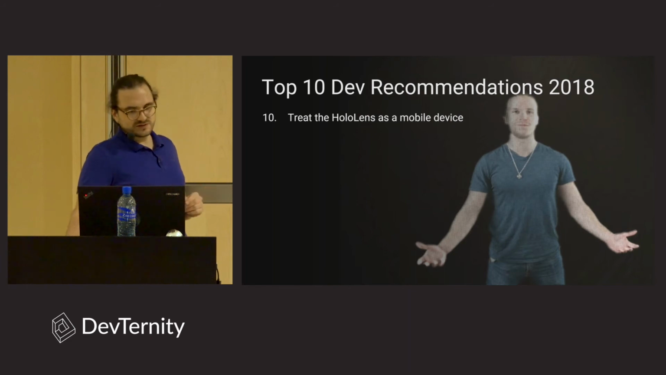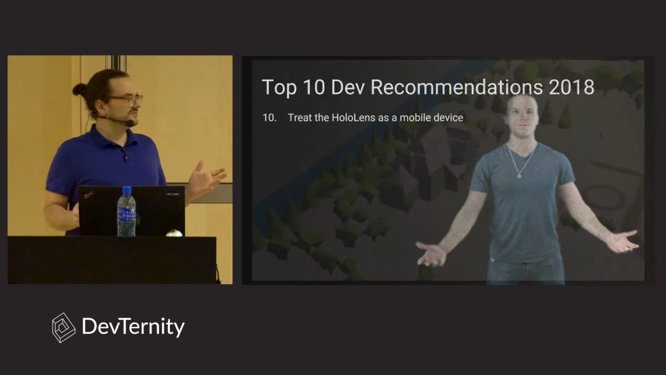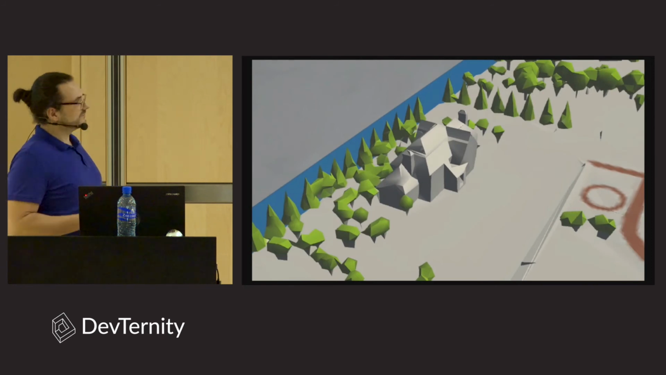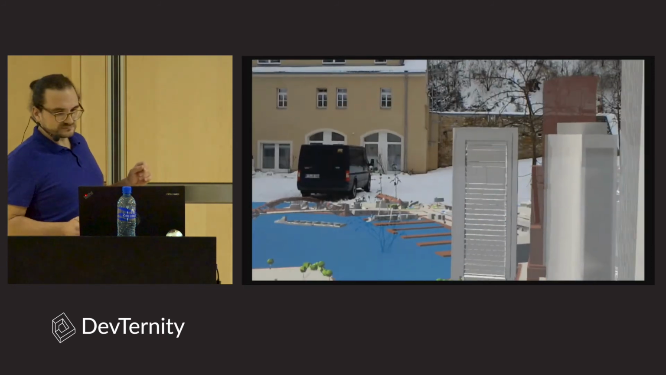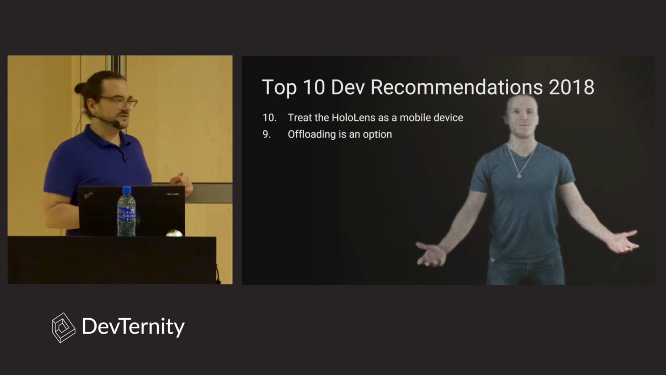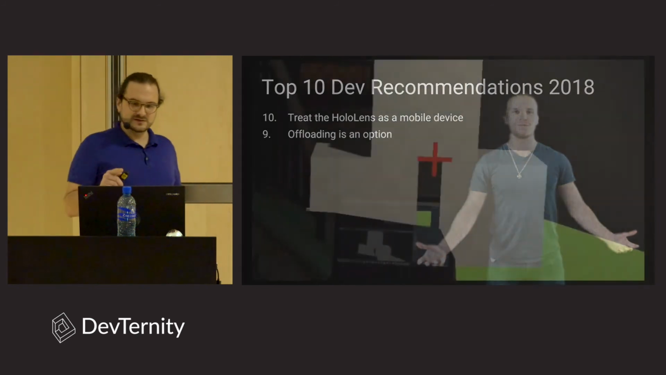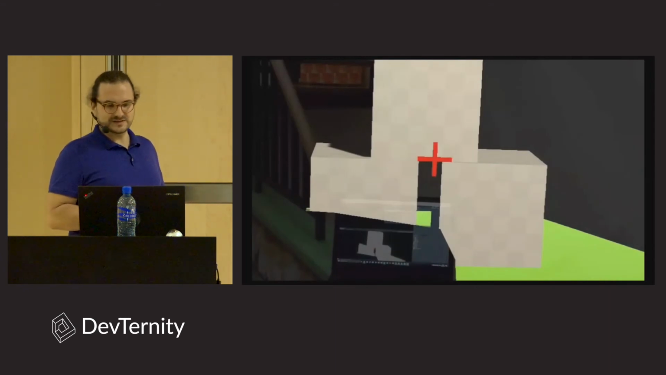And then, of course, what you can also do is not reduce your models and use something else, which I'm going to show you in the next step, which is offloading. You can basically use holographic remoting, which means, well, let me show you the video. That explains it a little bit better.